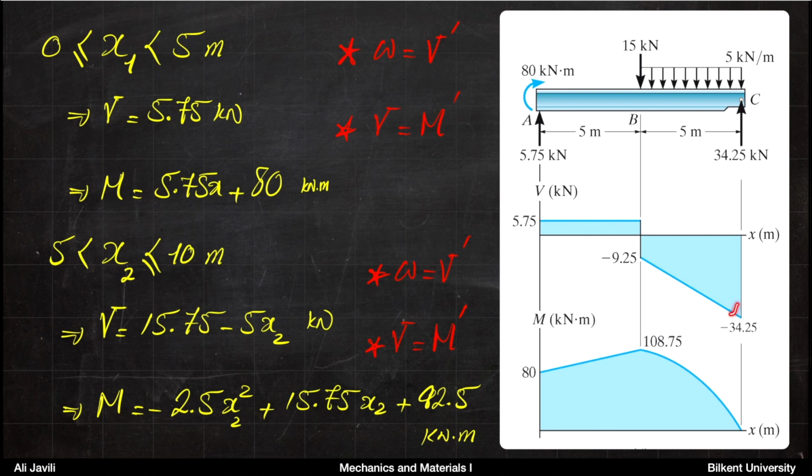In the second part, also the same holds. So m prime again. If you differentiate this function with respect to x, you can see that here you get minus 5x2, and here you get your 15.75. So again, m prime is v, but also if you calculate now v prime, you get minus 5, which makes sense. This is your distributed load. Okay, that's it. So basically we have now the shear diagram and moment diagram for this fairly complicated load distribution on a beam.